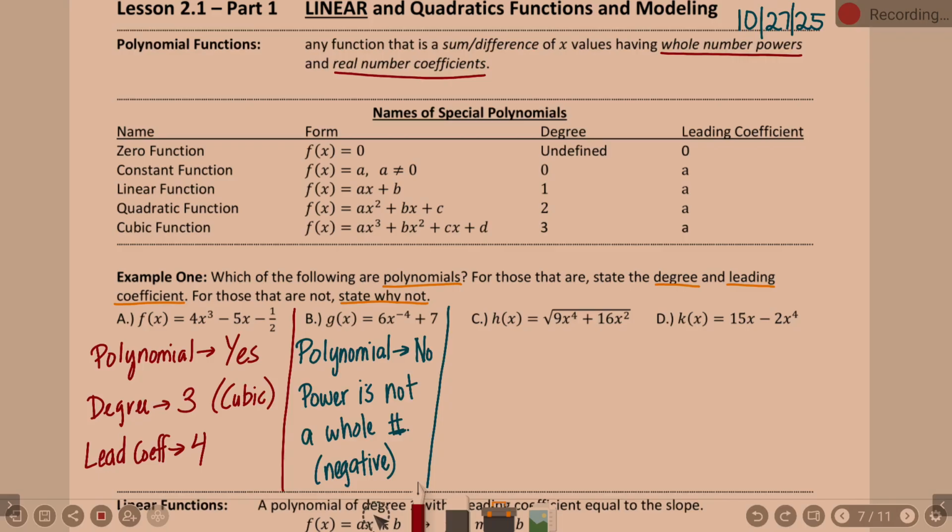Okay. h of x equals the square root of 9x to the fourth plus 16x squared. Is it a polynomial? No. Yes. Well, yes. You already said no, Birdie. You keep changing it up. I believe it is, because even if you simplified it, it'd still be what? 3x squared plus 4x.